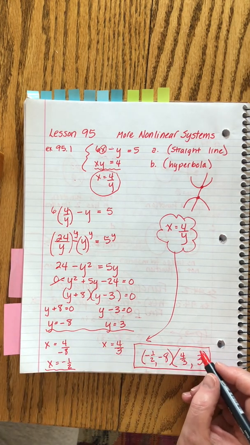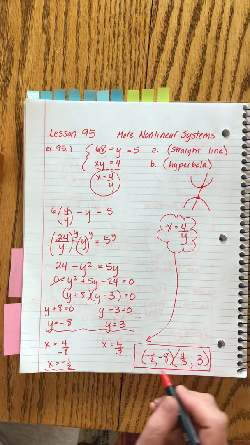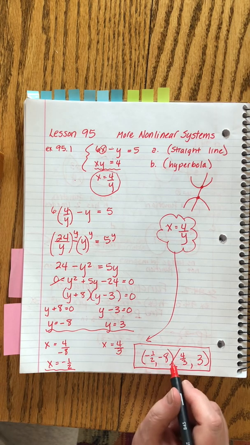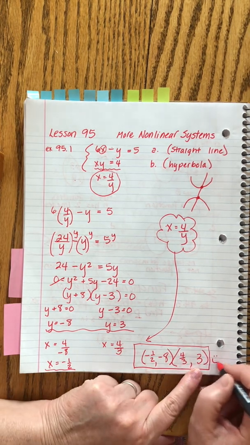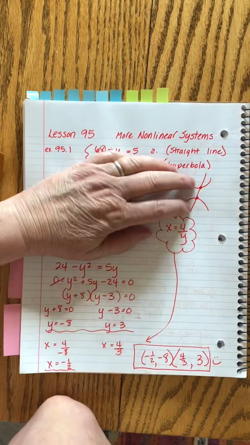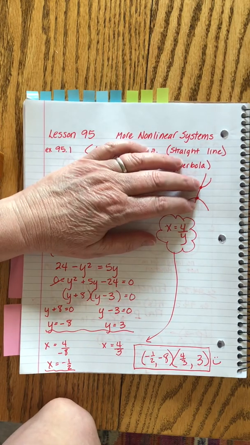And what that means, let me just double check that that's correct. 4/3, 3, and minus 1/2, minus 8, yay. What that means is that these are these 2 points. And again, I didn't graph these accurately, but it makes sense with our picture, right? That we would have 2 different places of intersection.